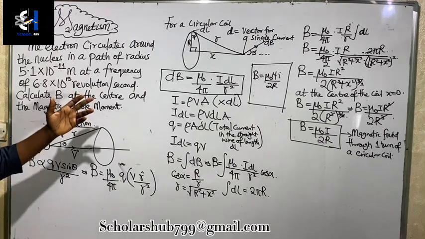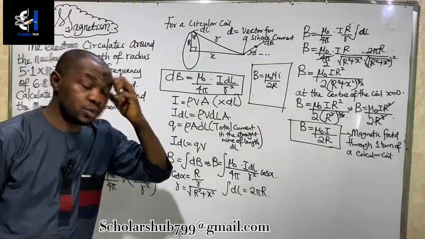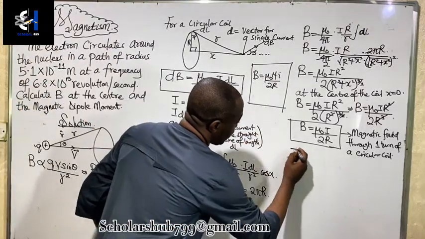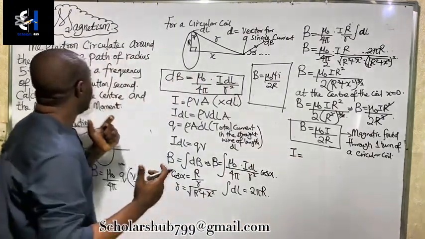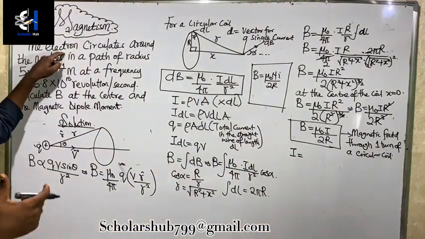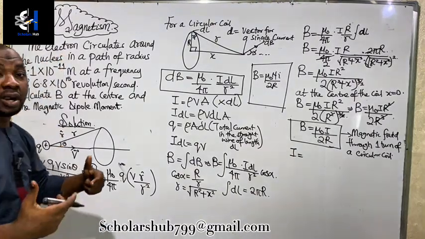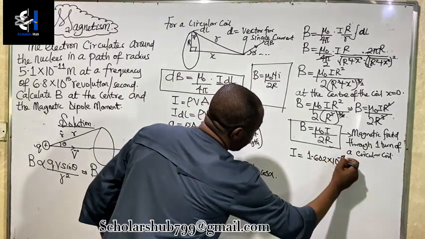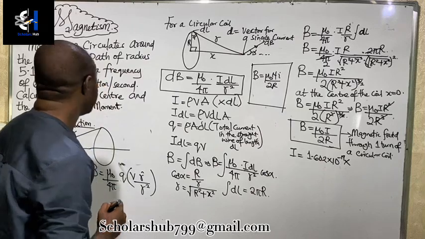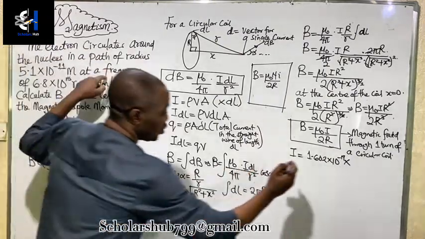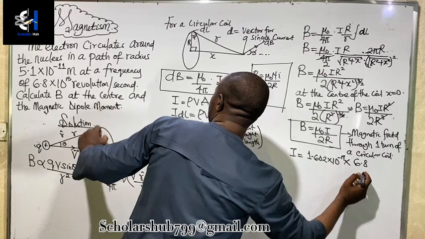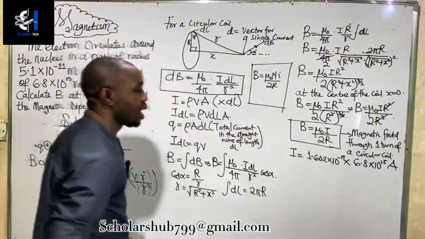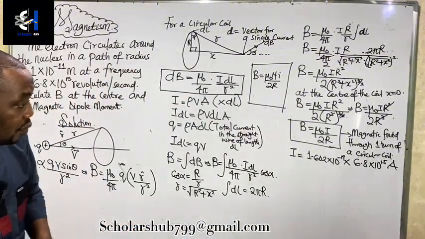we are given the frequency, but we are not given the current. So to calculate the current, because we know that current is the charge flow per second, we are going to have the current to be, now, electron. We know that the charge on an electron is 1.602 times 10 raised to the power of negative 19 coulomb. So we have 1.602 times 10 raised to the power of negative 19, then multiplied by the frequency, which is 6.8 times 10 raised to the power of 15. So the unit of this will be in what? Amperes.